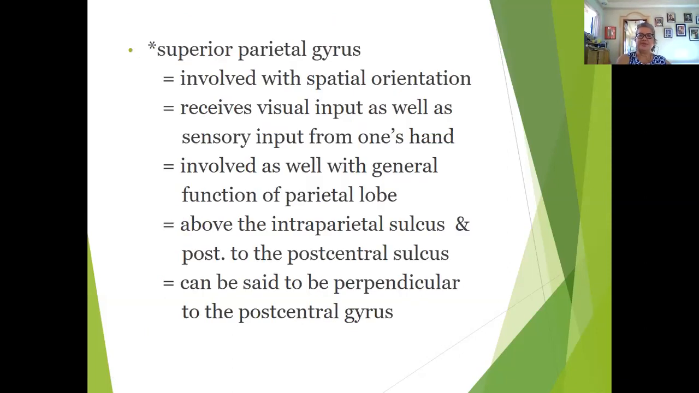Then you have the superior parietal gyrus. This is involved with spatial orientation and receives visual input as well as sensory input from one's hand. Involved as well with general function of parietal lobe. Above the interparietal sulcus and posterior to the postcentral sulcus, you can find the superior parietal gyrus. And this can be said to be perpendicular to the postcentral gyrus.